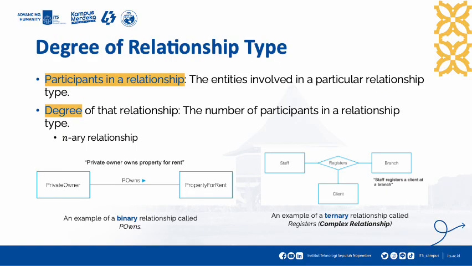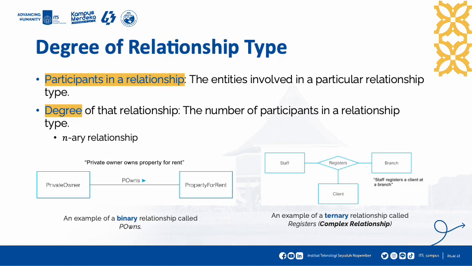Entities involved in a particular relationship type are referred to as participants in that relationship, and we have the degree of a relationship type, which means the number of participating entity types in a relationship. For example, the left picture is an example of a binary relationship called POwns, so the private owners own the properties for rent.